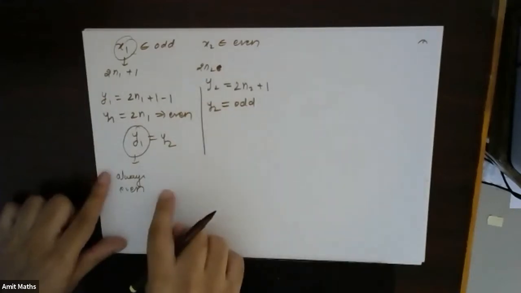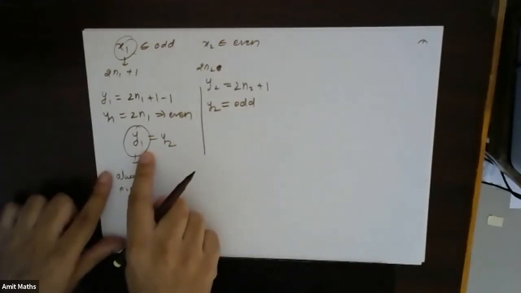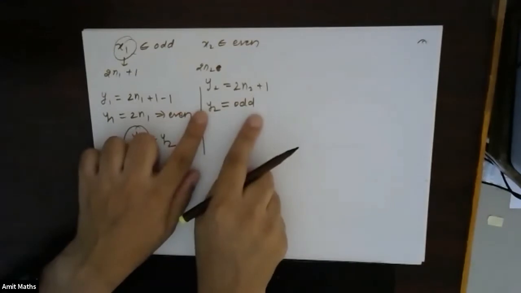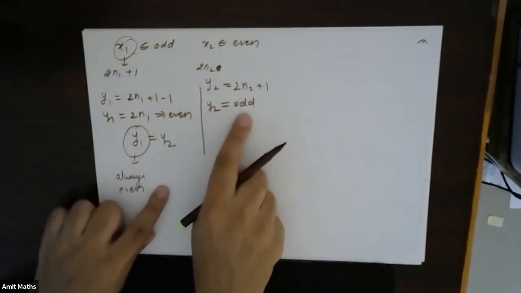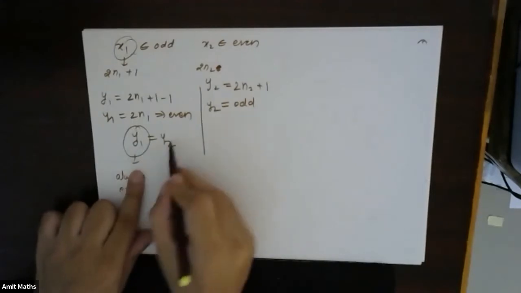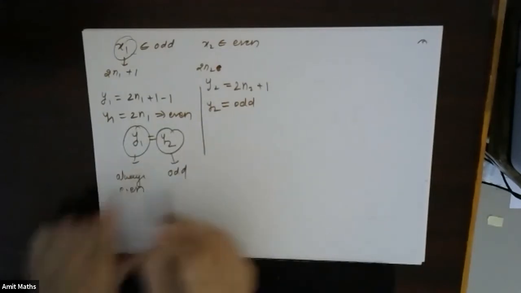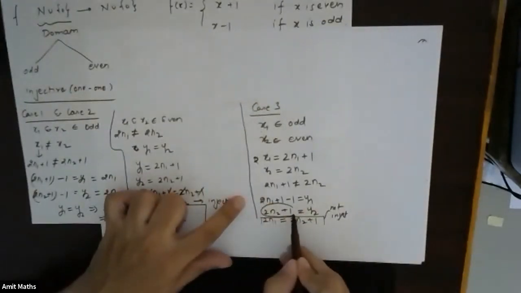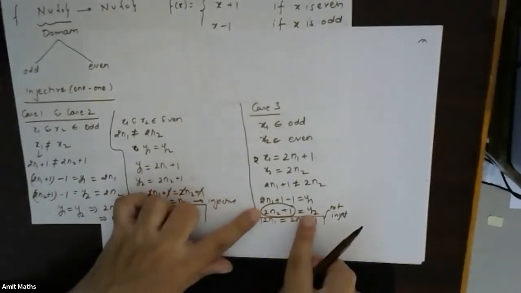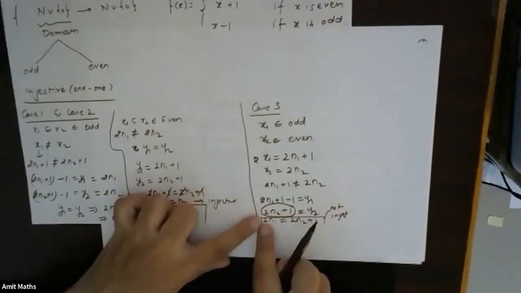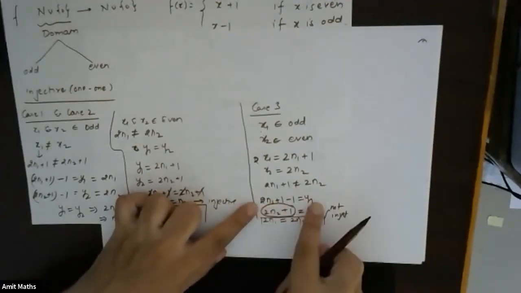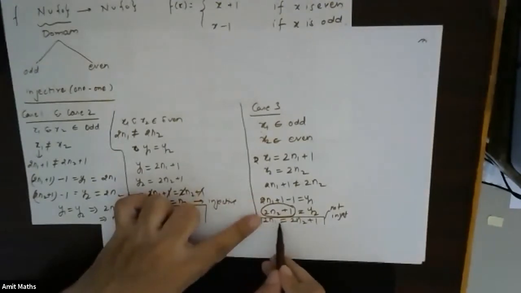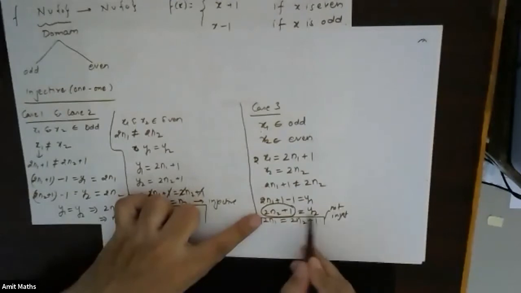Okay, so see, in case 3, what is happening? y1 is always even, and y2 I'm substituting odd. y2 is always odd. So can I substitute y1 equals y2? See, in this case, what is happening? On the left side, this part, I have an even number, and on the right side, I have an odd number.